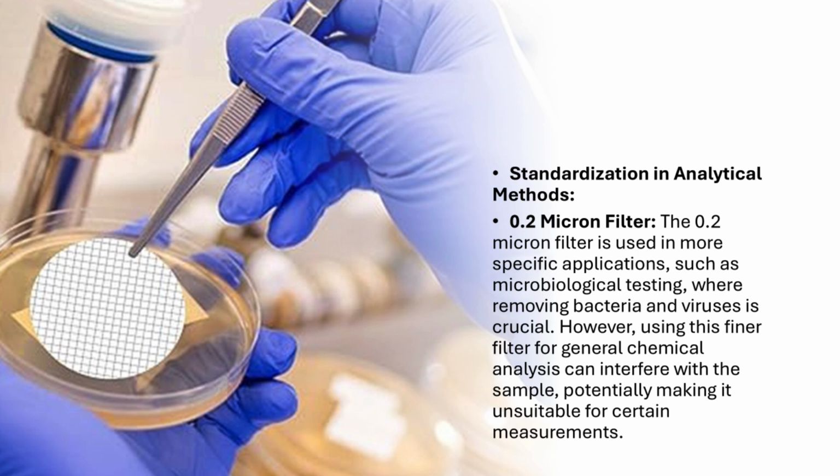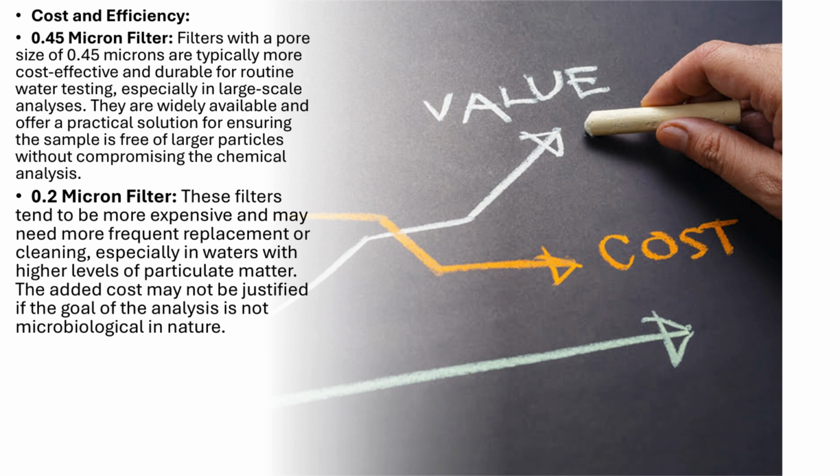Standardization in analytical methods. 0.2 micron filter. The 0.2 micron filter is used in more specific applications, such as microbiological testing, where removing bacteria and viruses is crucial. However, using this finer filter for general chemical analysis can interfere with the sample, potentially making it unsuitable for certain measurements. Fifth point is cost and efficiency.